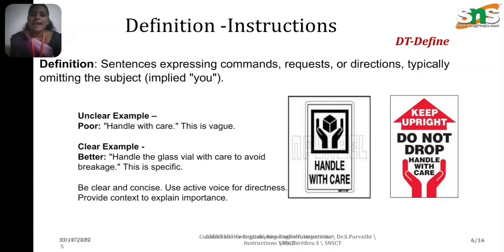Here is an example. Handle with care. This is poor and so vague. Here is a clear example too: handle the glass wheel with care to avoid breakage. This is specific. This is the difference between a simple sentence and an imperative instruction. We have to be clear and concise, and use active voice when we are about to give any instruction. That is so important.